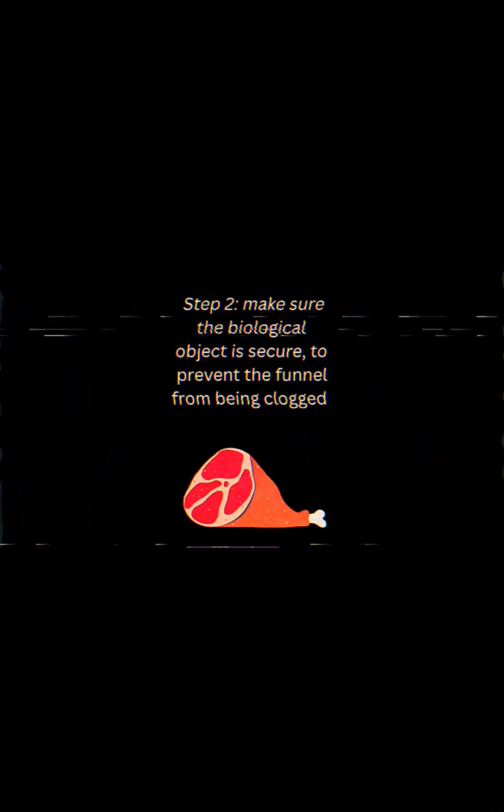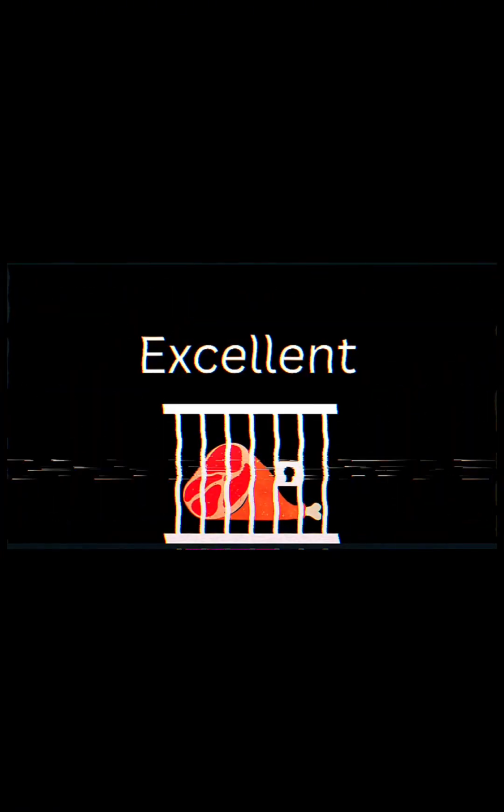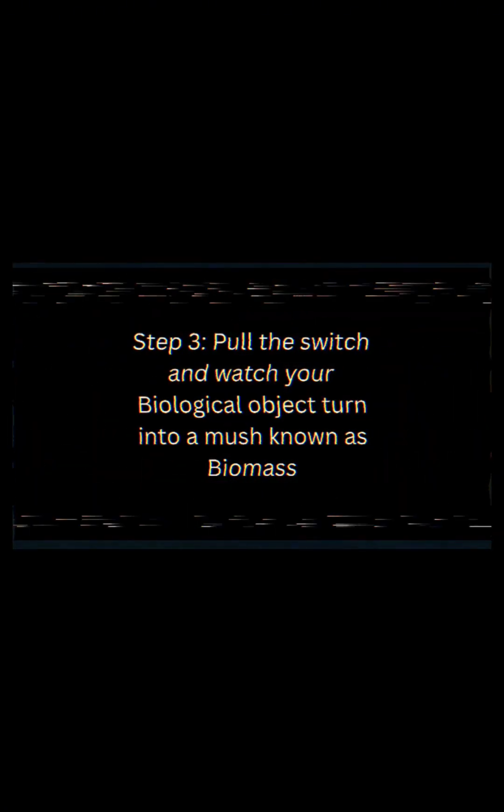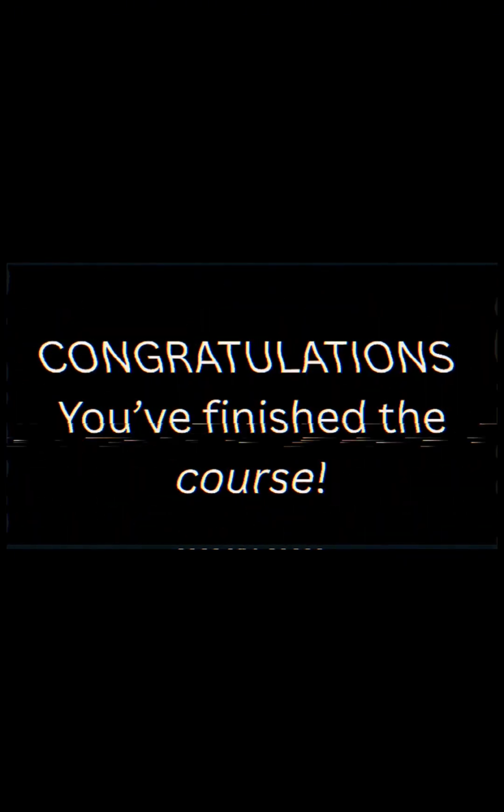How does it work? Step 1. Place the biological material inside the room. Excellent. Step 2. Make sure the biological object is secure to prevent the funnel from being clogged. Excellent. Step 3. Pull the switch and watch your biological object turn into a mush known as biomass. Congratulations, you finished the course. Get some rest for tomorrow.